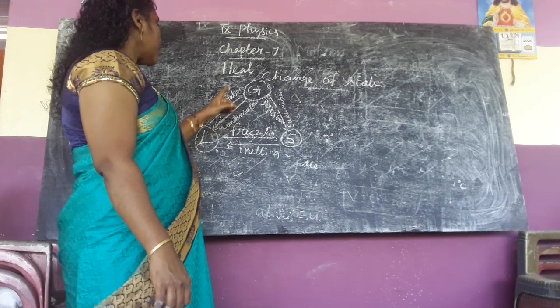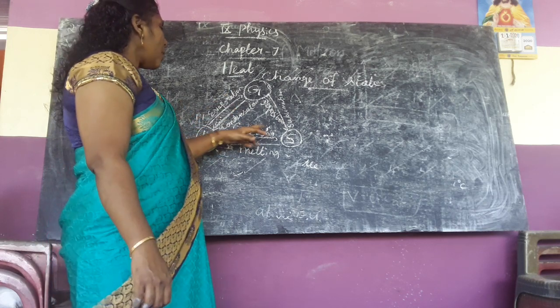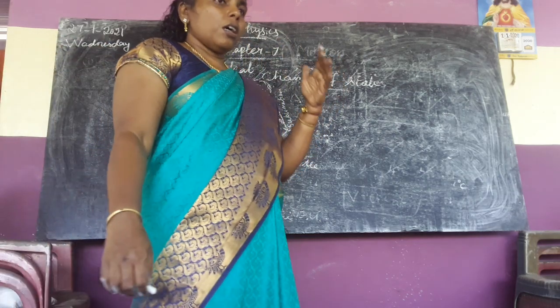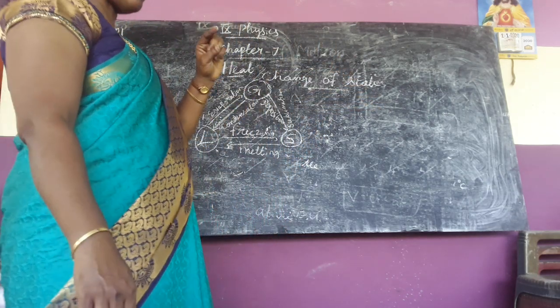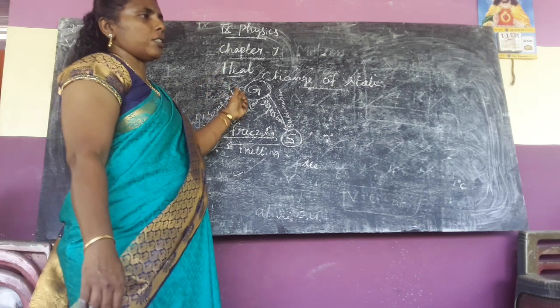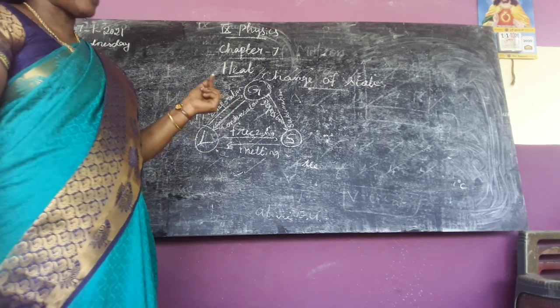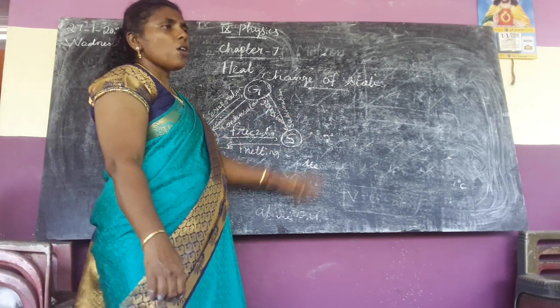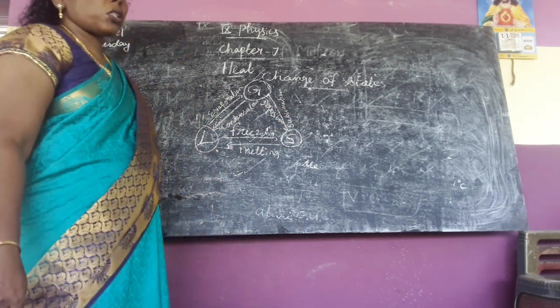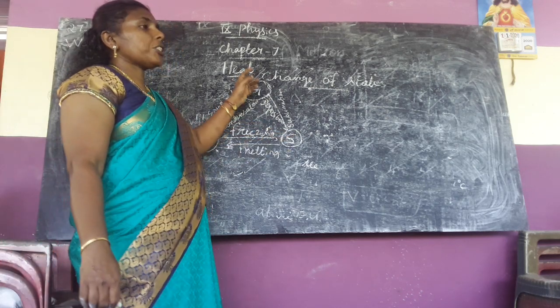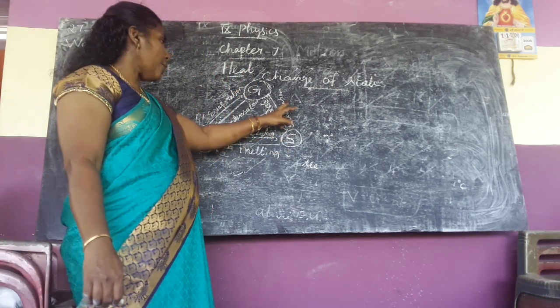The process of changes from solid state to gaseous state, it does not undergo the liquid state, directly from the solid state to gaseous state. The process of changing from solid state to gaseous state directly is called sublimation. What is sublimation? The process of changing from solid state to gaseous state directly is called sublimation.